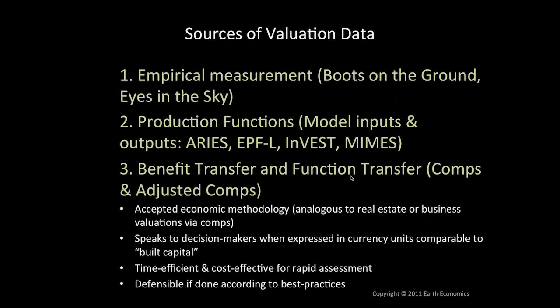Of course, the valuation data can come from many sources, whether it be empirical measurement, boots on the ground, eyes in the sky. We're starting a collaboration with the European Space Agency, for example, to incorporate remote imaging and Earth observation data. The data can also come from production function models, such as ARIES, INVEST, MIMES. Some of you may not yet be familiar with the Ecological Production Function Library at EPA, and we've been working very closely with that team to map their database with ours. And of course, you can do benefit transfer and function transfer.